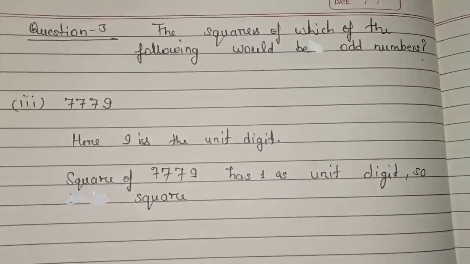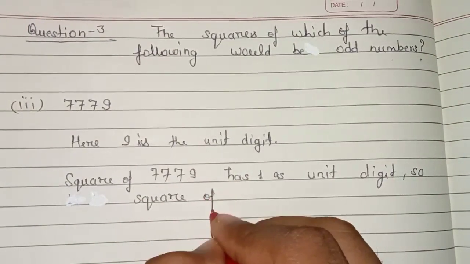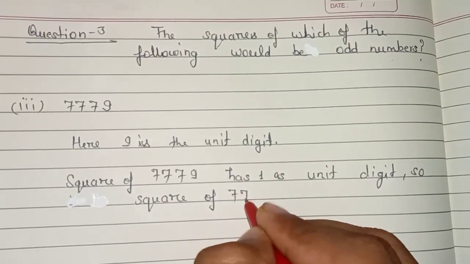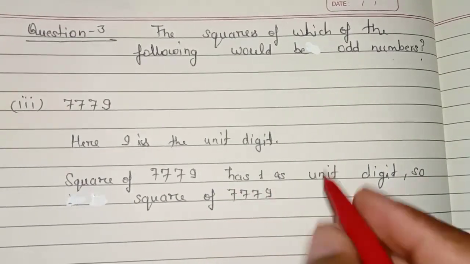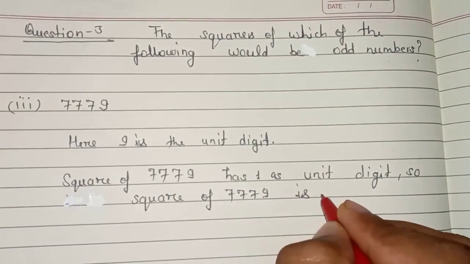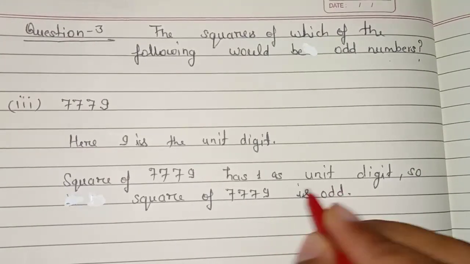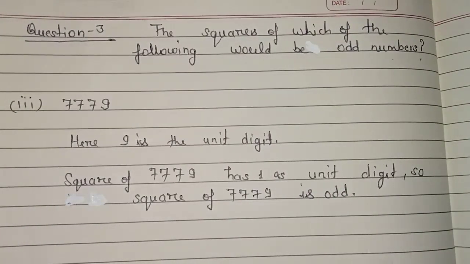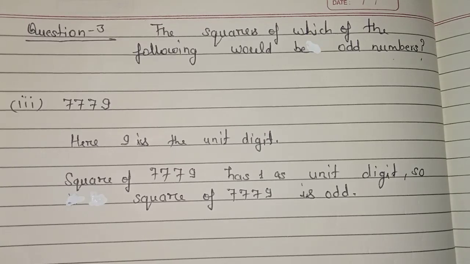So square of 7779 is odd because it ends with 1, and there should be 0, 2, 4, 6 or 8 for being even.